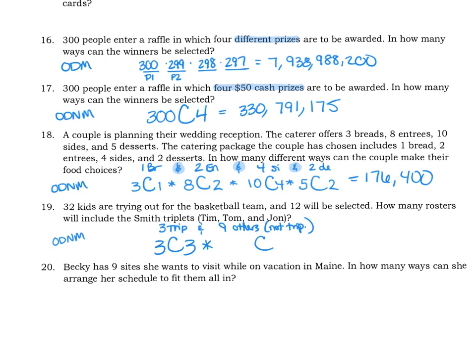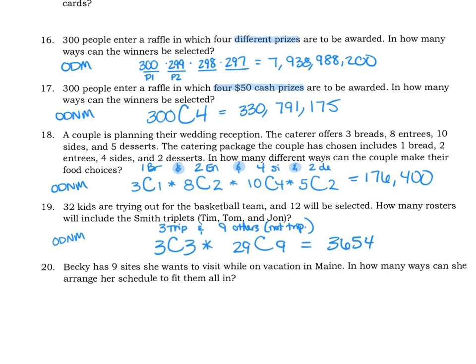So how many other kids that are not the triplets tried out for the team? Well, there were 32 total kids that tried out. 3 of them are Tim, Tom, and John. That leaves 29 kids that tried out that weren't from the Smith triplets. And of those 29 kids, we have to put 9 of them on the team so that we have a total of 12 people on the team. That gives us a total of 3,654 different rosters that would exist, assuming that, again, we put all of the triplets on the team. They all made it.